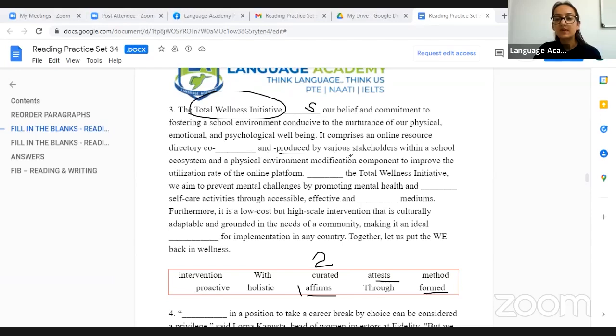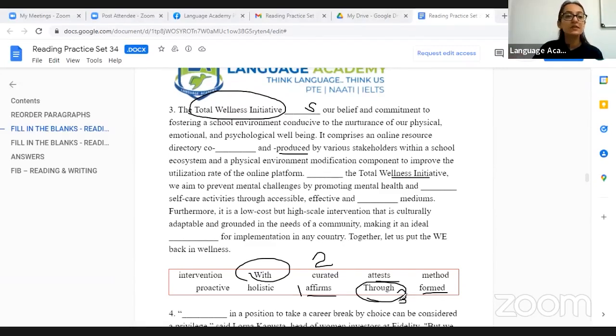Co-curated and produced by various stakeholders within a school ecosystem and a physical environment modification component to improve the utilization rate of the online platform. Dash the total wellness initiative, we aim to prevent mental challenges. What we have in capitals is with this initiative or through this initiative. So this is a method. So from methods, we use the word through. Through means by following something is when we use the word through.